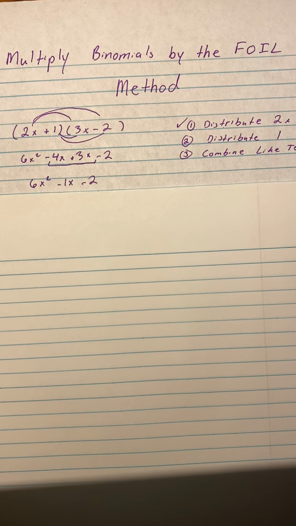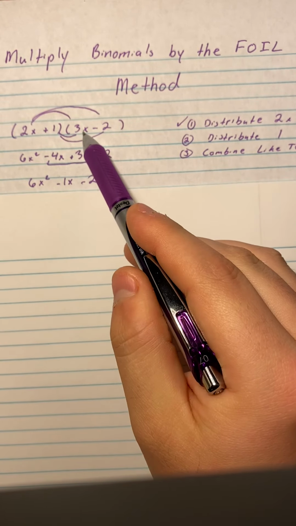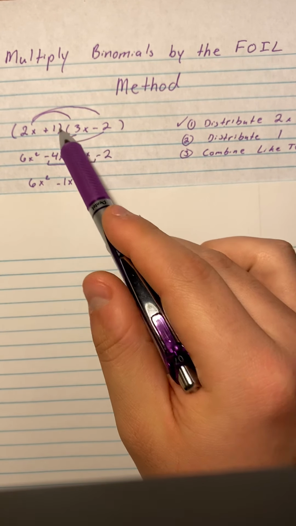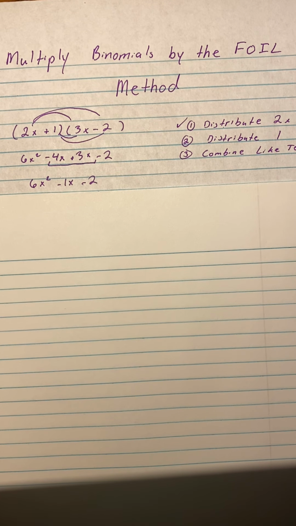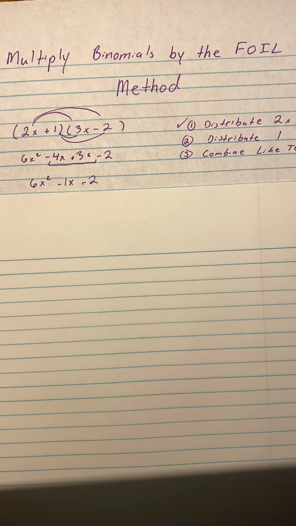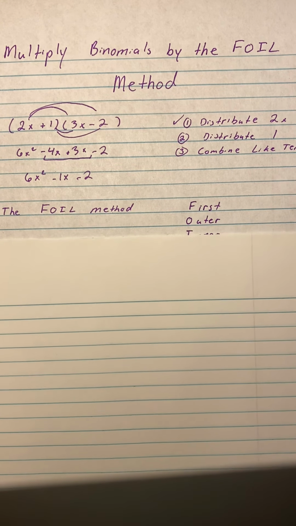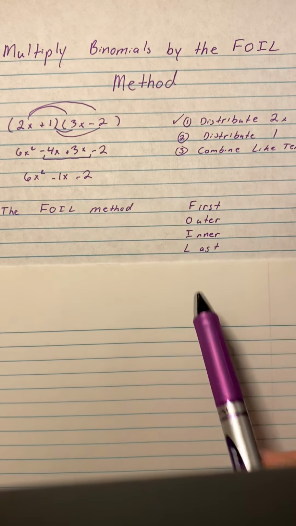But when we're using that distributive property, how many multiplications did we actually do? We did 2x times 3x, that's 1. 2x times negative 2 is 2. 1 times 3x is 3. 1 times negative 2 is 4. We did 4 total multiplications. And sometimes it can be a little hard to remember all 4 multiplications you're supposed to do. That's where the FOIL method comes in. FOIL is an acronym that will help you remember the 4 multiplications you're supposed to do.